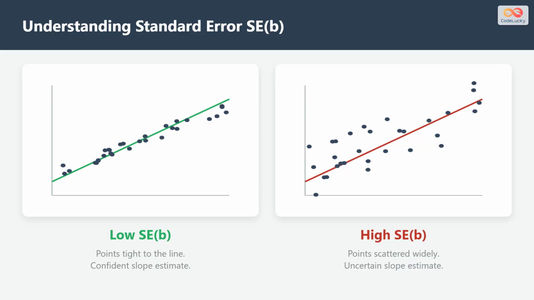Let's understand the denominator, the standard error of b. This measures how precise our estimate of the slope is. If the data points are tightly clustered around the line, the standard error is low, and we are confident in our slope. If the points are scattered widely, the standard error is high, making our estimate uncertain.